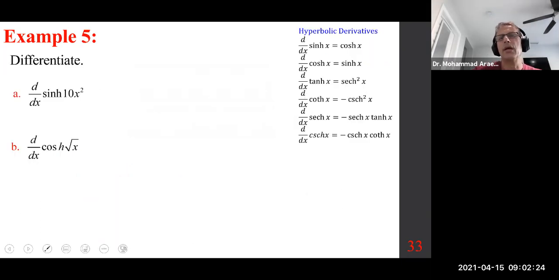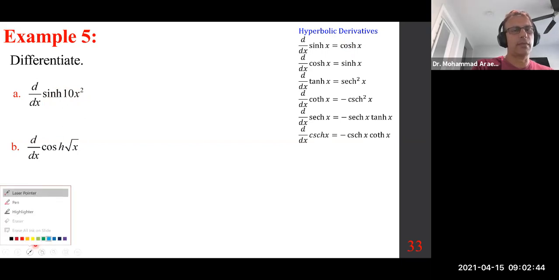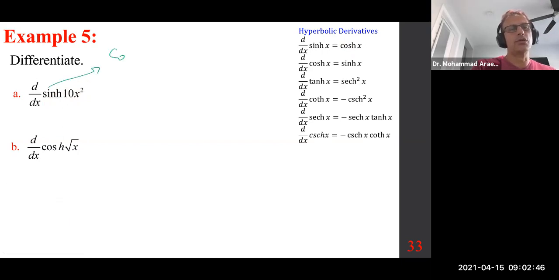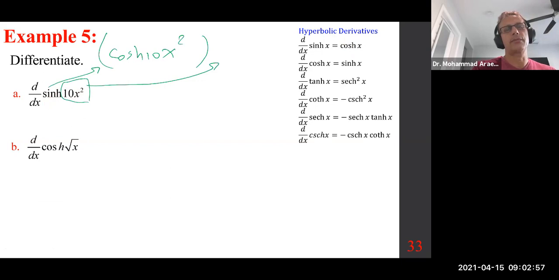We want to differentiate, and I have the differentiation formulas for you here. For now, the way you read it, sinh, and you can pause. So you want the derivative of sinh, which is cosh. So cosh of 10x squared. Now, by the chain rule, I need the derivative of 10x squared, which is 20x, and we put it in front. That's it.